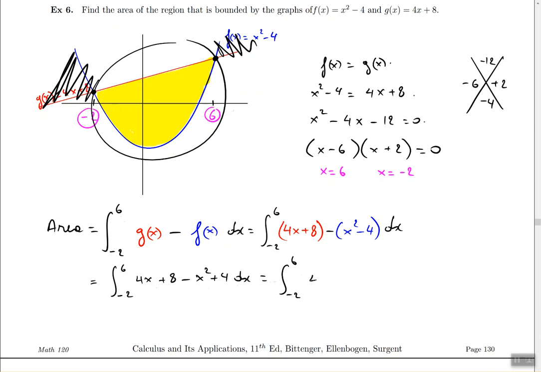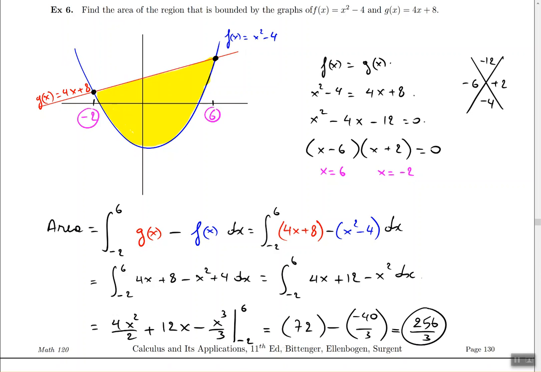Let's combine like terms real quick and then integrate. So 4x doesn't have any friends, leave it. The 8 and the 4 will be 12, and then the x squared at the end. And so the antiderivative is going to be 4x squared over 2 plus 12x minus x cubed over 3. And we're integrating between negative 2 and 6. So let's plug in the upper bound, plug in the lower bound, and see what the final answer looks like. In this case, the upper bound gives us 72, and the lower bound gives us negative 40 divided by 3, and the total will be 256 divided by 3.